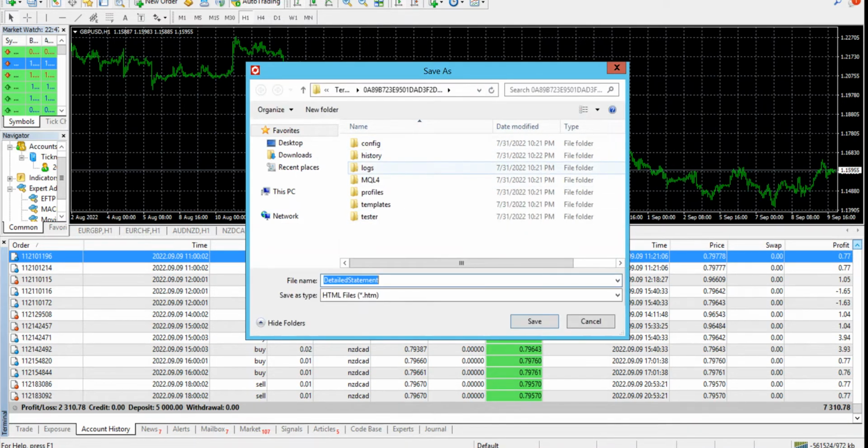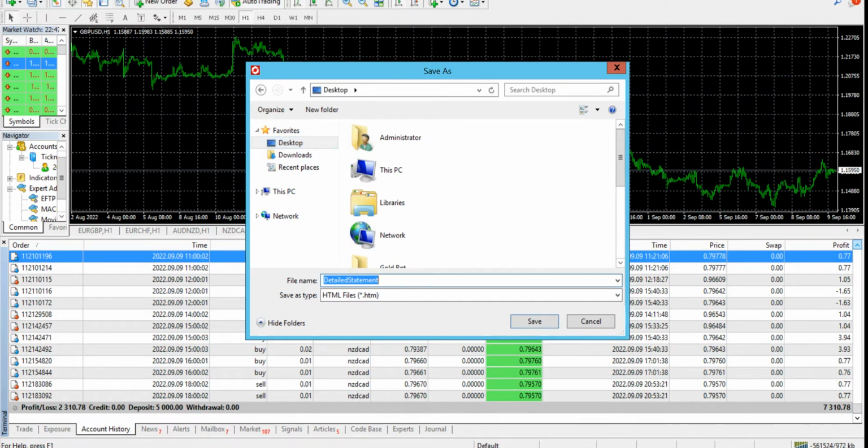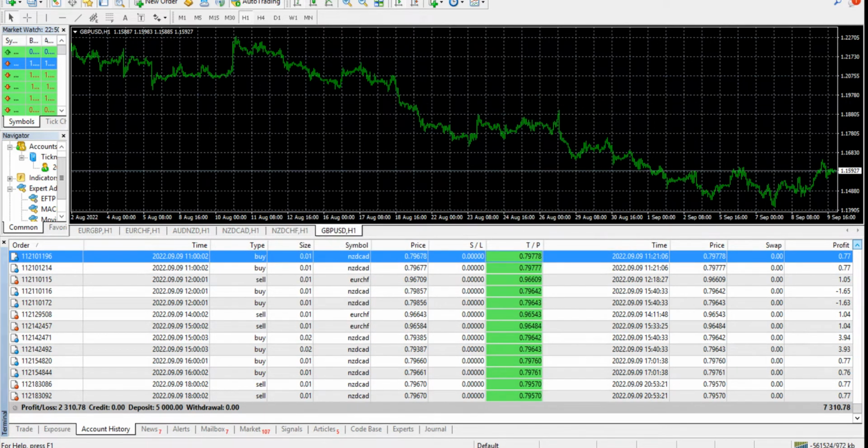Let me create this one in front of you. Let me put it on desktop. It's EFTP, 1st August to today, which is 9th September 2022. Okay, and then let me save here.